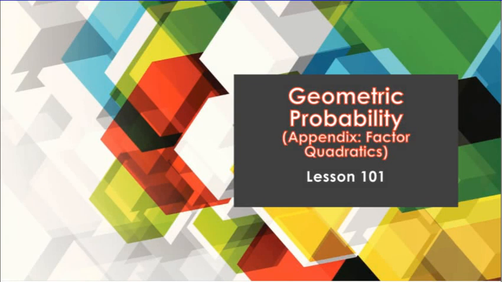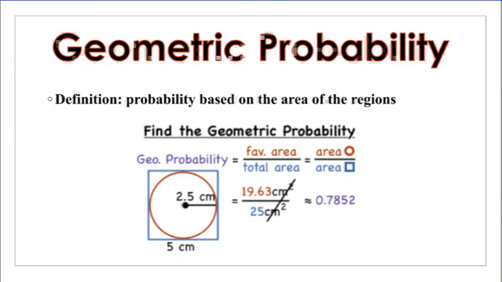Lesson 101, Geometric Probability, and the appendix lesson, Factoring Quadratics. First, let's look at geometric probability. This is just a probability based on the area of the regions.